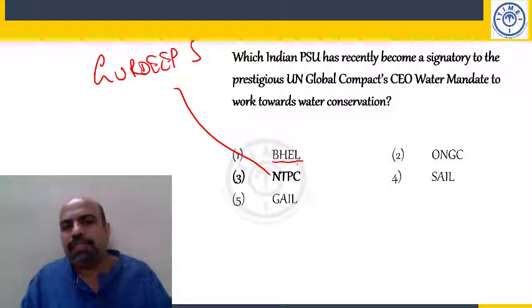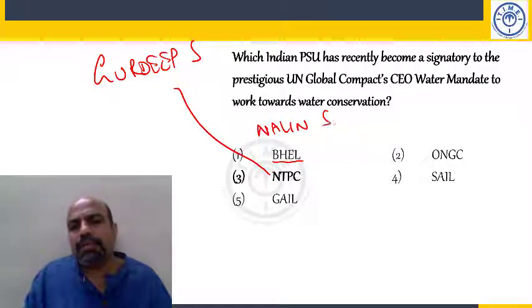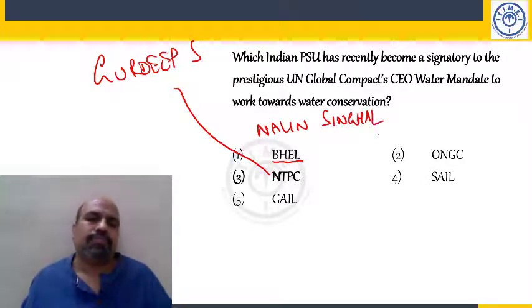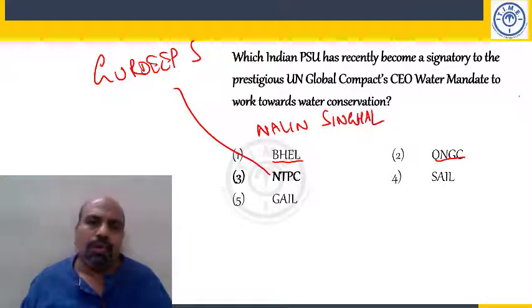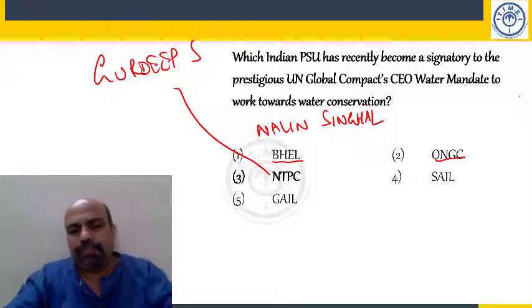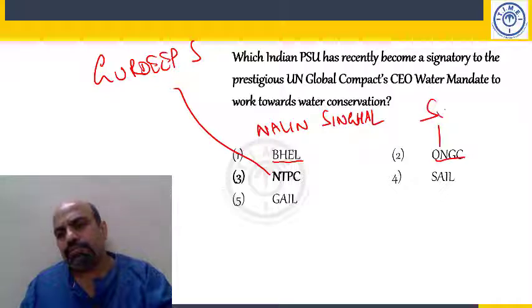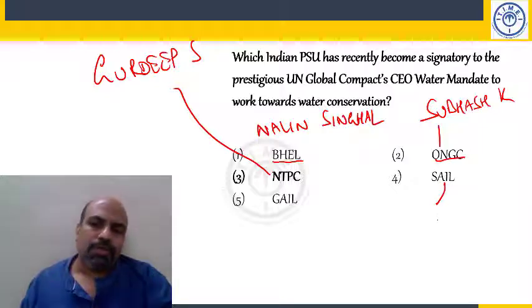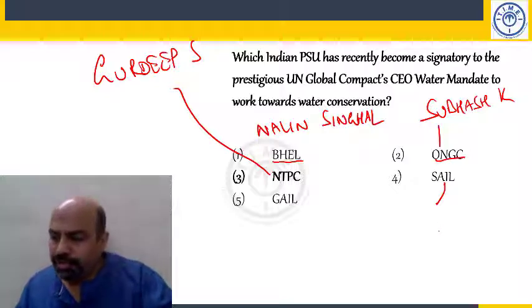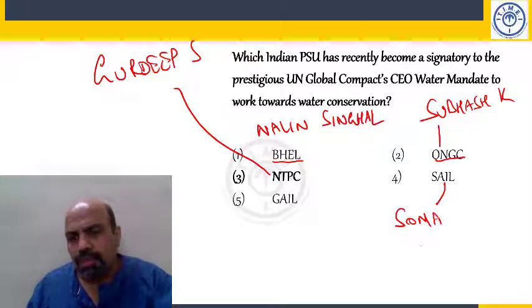BHEL, Bharat Heavy Electricals Limited, Nalin Singhal. ONGC, Oil and Natural Gas Corporation, Subhash Kumar. SAIL, Steel Authority of India Limited, Soma Mondal.